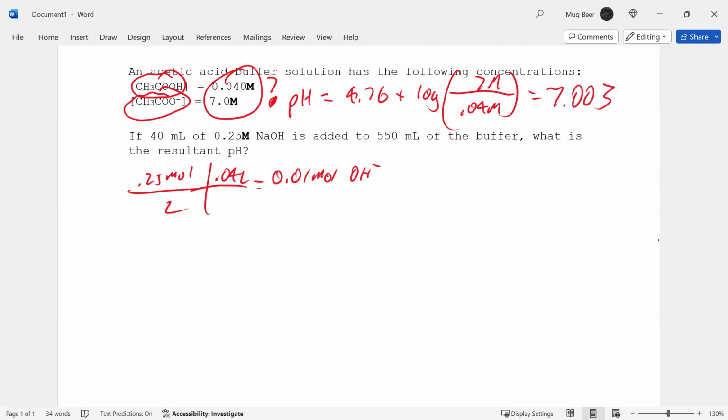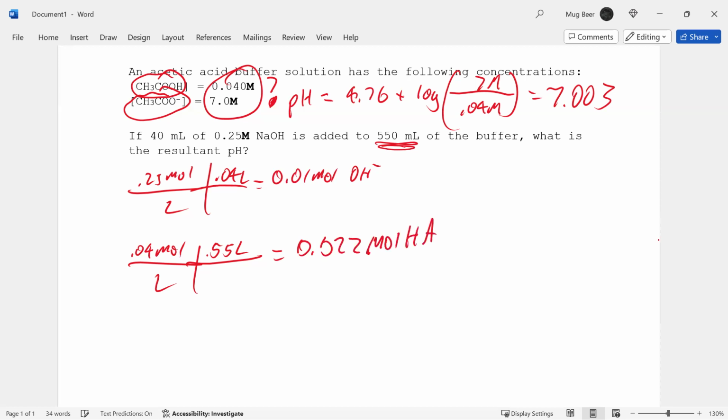Now I want to know the number of moles of both my acid and my salt of my weak acid. So I've got 0.04 moles per liter, and this is 0.55 liters because it was a 550 milliliter buffer. And so this is 0.022 moles. I'm going to write HA.